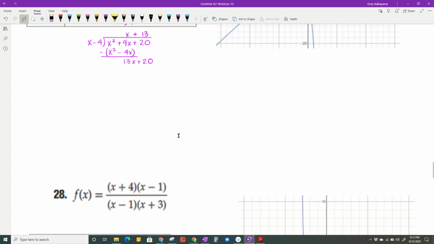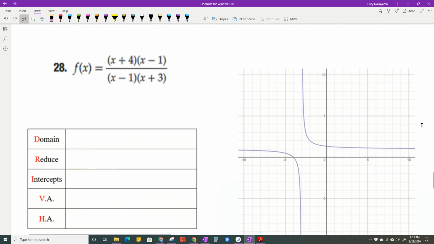Okay, last one. Number 28. So f of x equals x plus 4 times x minus 1 over x minus 1 times x plus 3. So what's in my bottom? What makes this 0 is 1. What makes that 0 is negative 3. So my domain is all real numbers. X can't be 1 or negative 3.